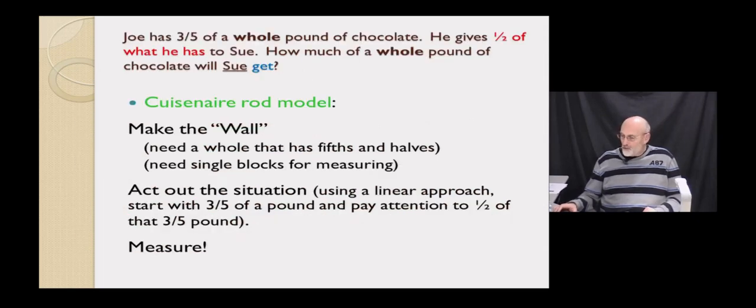So same format as before. There's the problem again. We're going to make a wall. Of course, that wall is going to have fifths and halves because that's what the problem is involving. We need to know what fifths and halves look like, although in this case it's not really half of the whole. So you'll see there's a little bit of a barrier that can cause some confusion for kids with multiplication. We're going to act it out, do exactly what the problem says to do, and then we're going to measure in some way and try to count and see what that is.